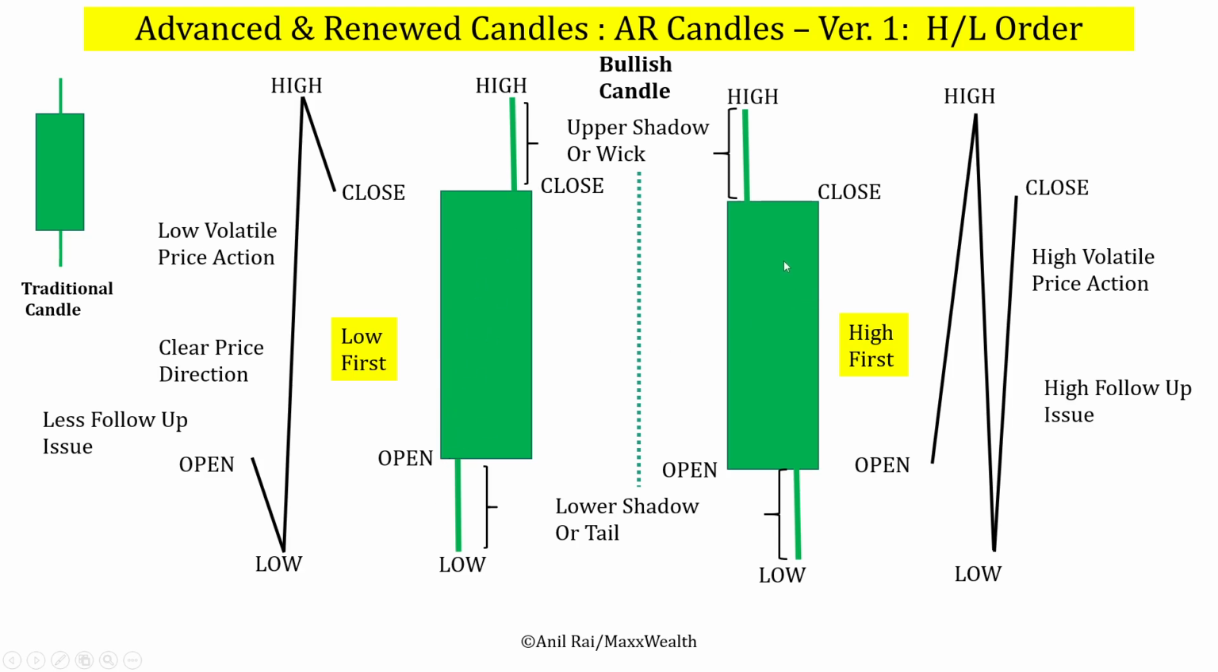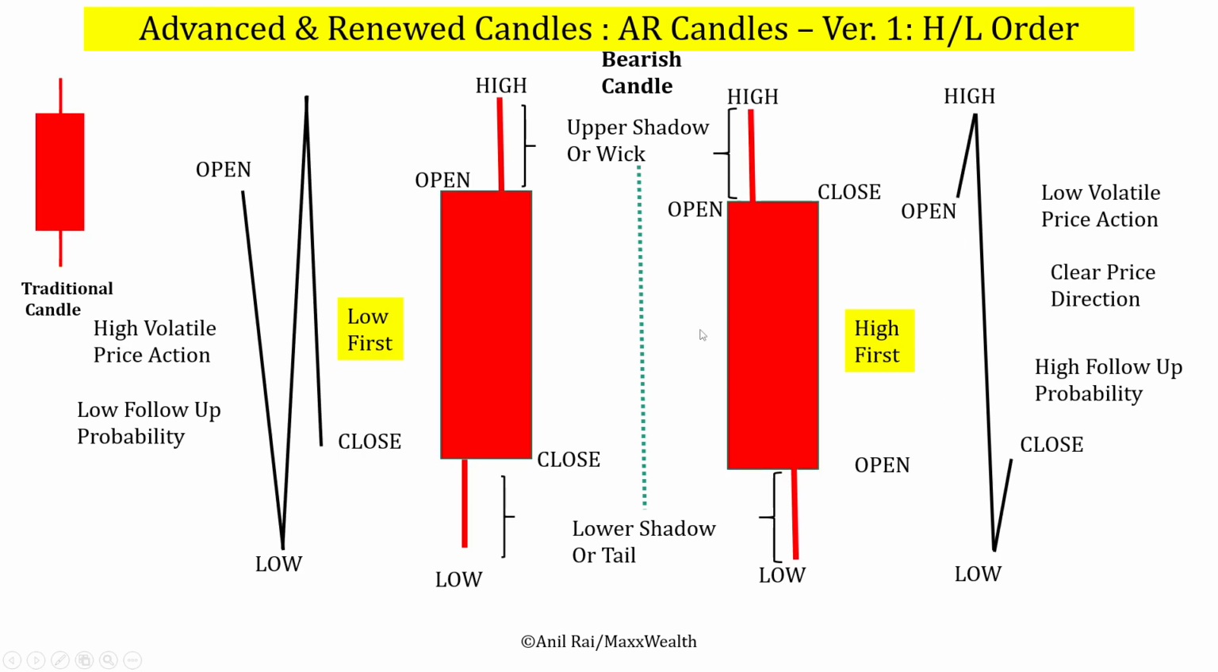But if you see that a green candle makes a first high and makes a low and then becomes green, it means it's quite a volatile scenario. It makes a high, makes a low, then closes here. It's very volatile.